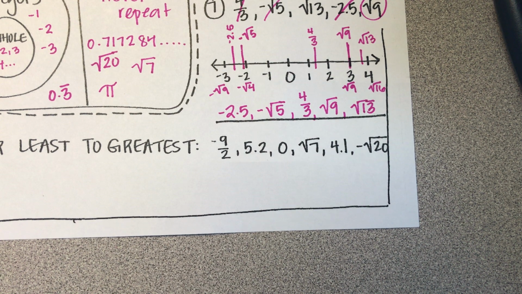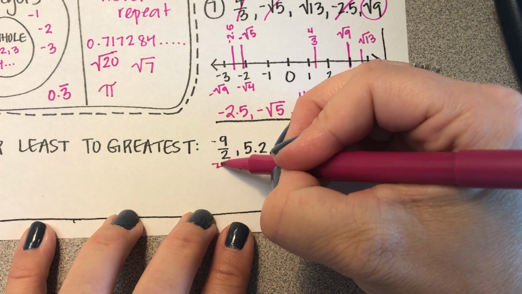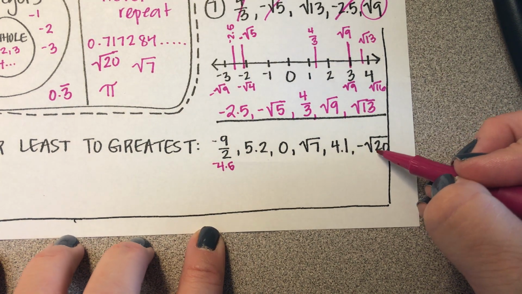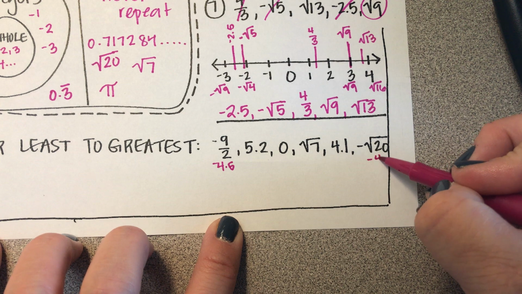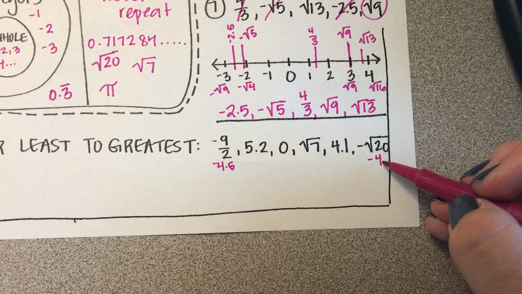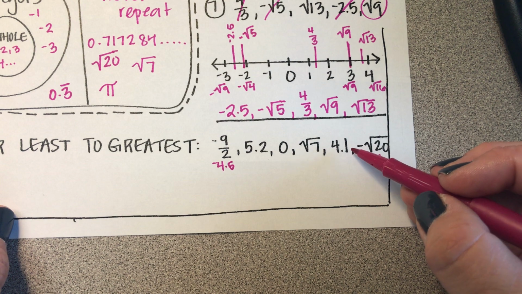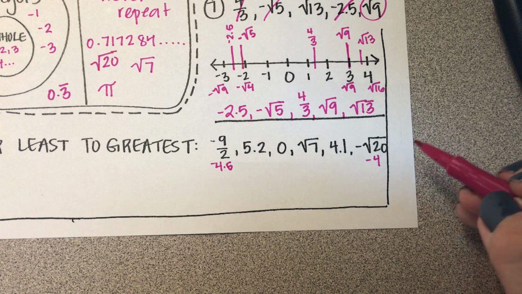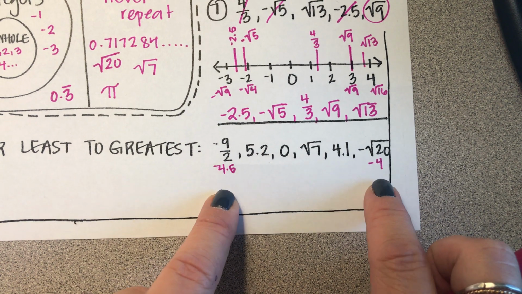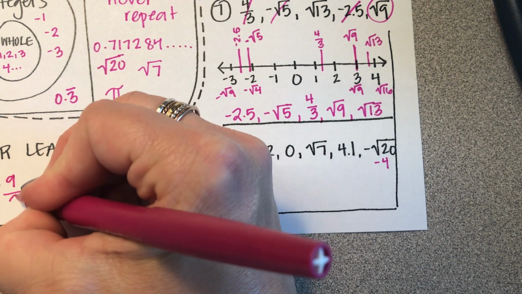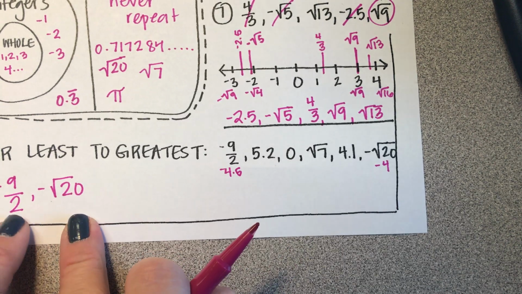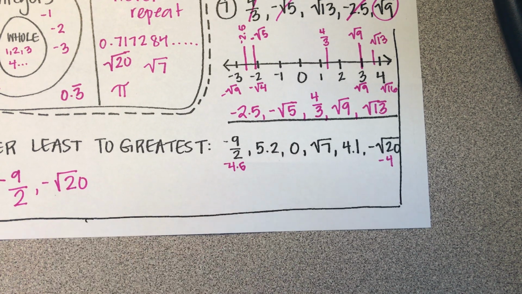Okay, I am not going to use a number line this time. I'm just going to look at my numbers. I know that this is negative 4.5, right? If I'm going to approximate this one, it's closer to negative 4 than negative 5, because it would be in between the square root of 16 and the square root of 25, and closer to the square root of 16. So as far as my negatives go, these are the only ones I'm dealing with. And I know that negative 9 over 2 is less than the negative root of 20, because this is negative 4.5 and this is closer to negative 4.